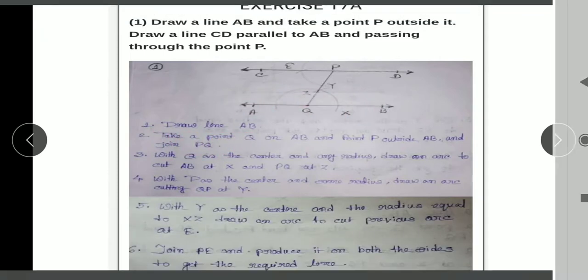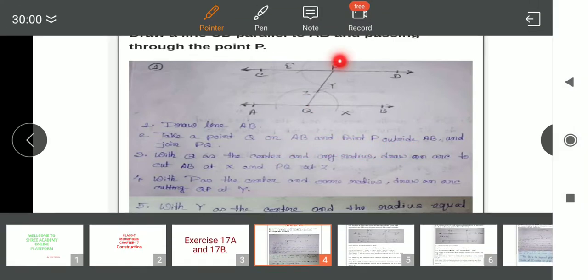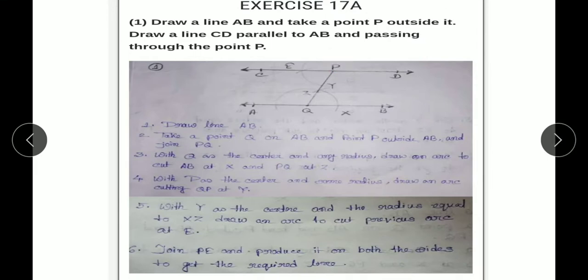So, first of all, draw a line with the help of steps of construction. We write the steps of construction and draw the required diagram. So, let's start. In the first step, draw a line segment AB. So, here AB is drawn. After that, take a point Q on AB and a point P outside AB, and join PQ.